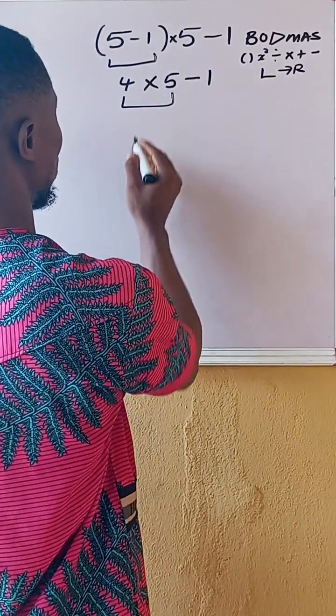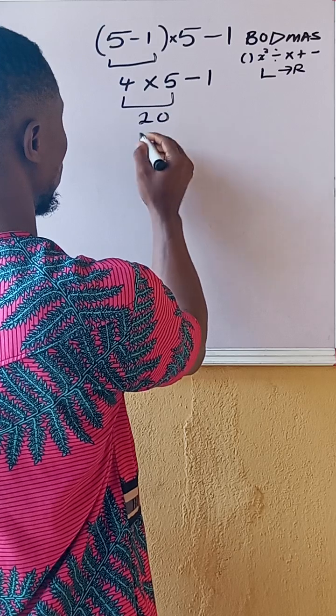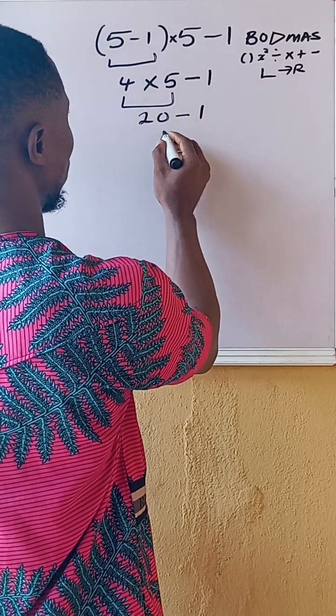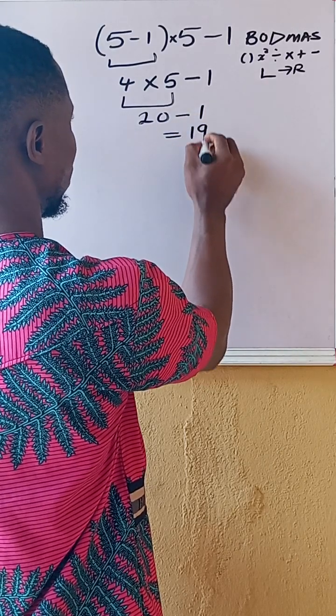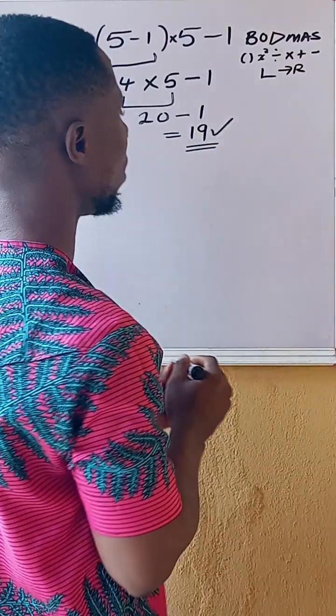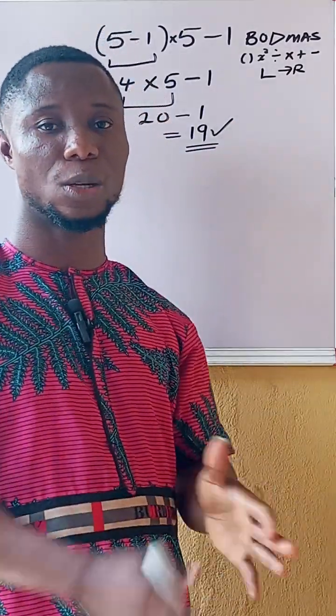4 times 5 is going to give us what? 20. So 20 minus 1 is equal to what? 19. So 19 is the correct answer and not 16.